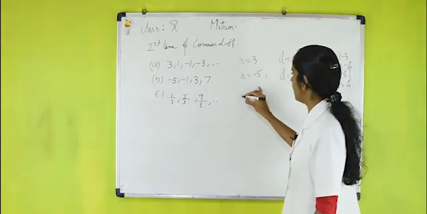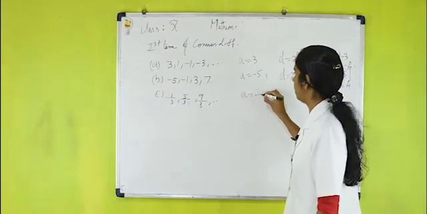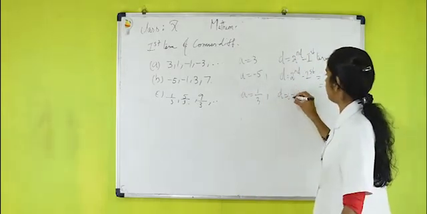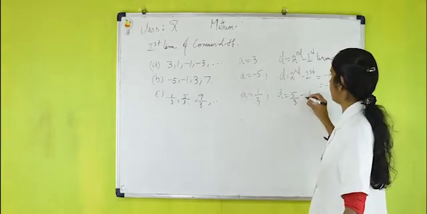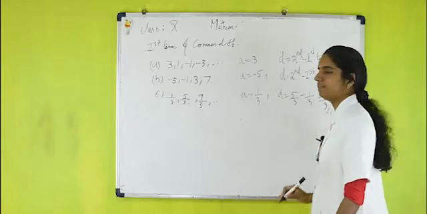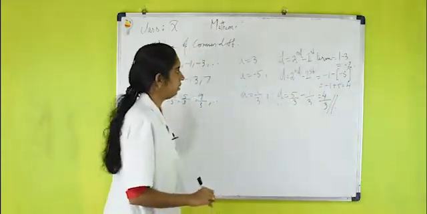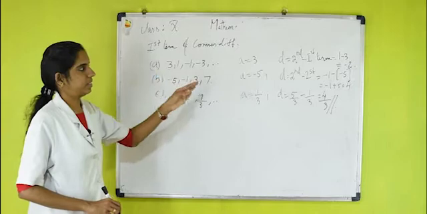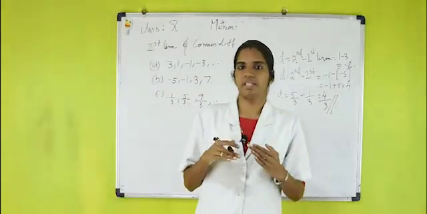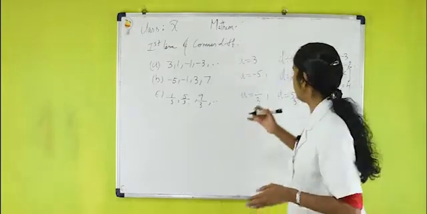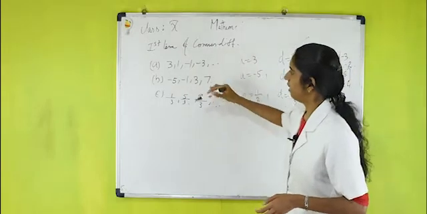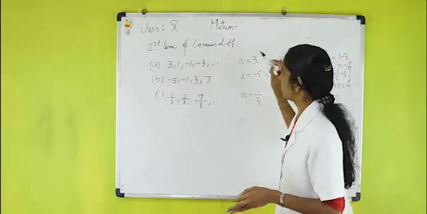If I consider the last example, what is A here? 1 by 3. Okay. What is D here? 5 by 3 minus 1 by 3. So that becomes 4 by 3. Clear? So the question is, we have to find out the first term and the common difference. Always, if you find the second term minus the first term, you get the common difference. And the first term, in any AP, is actually the small a.